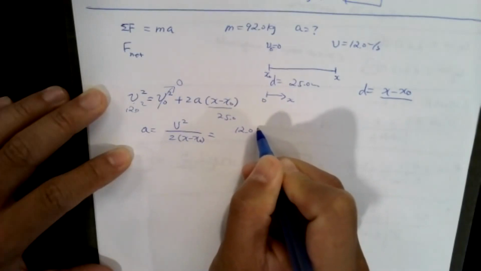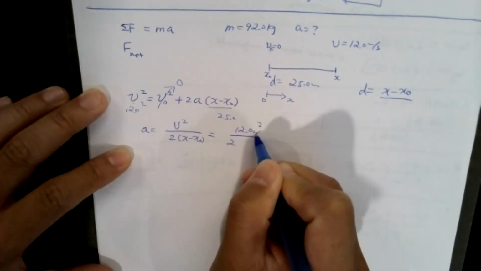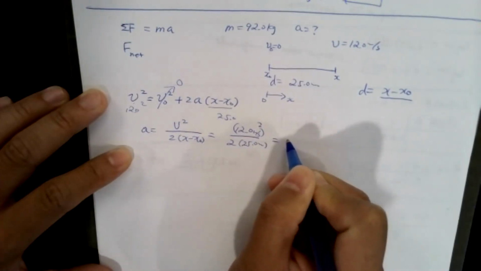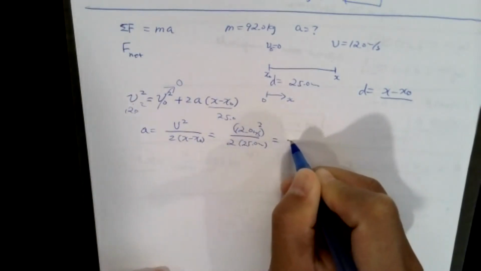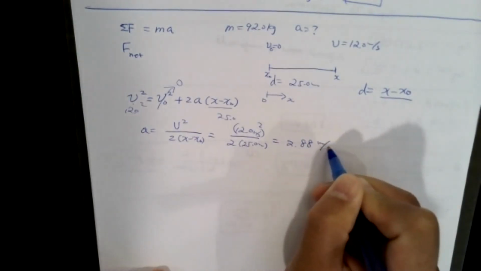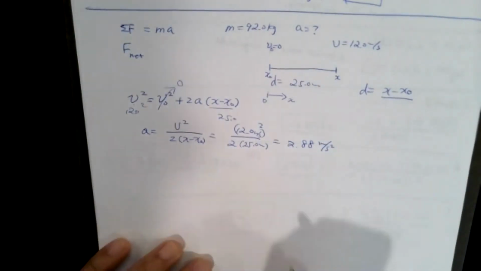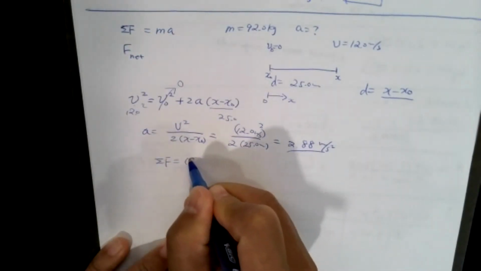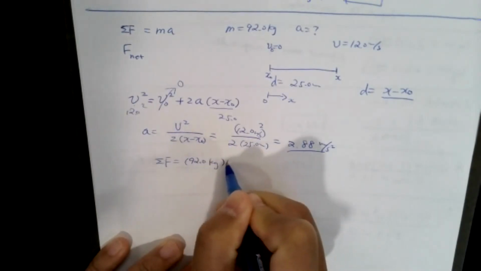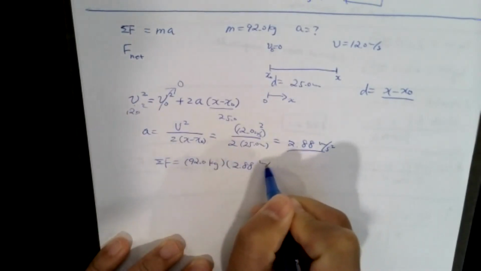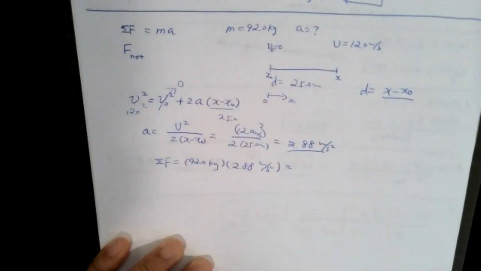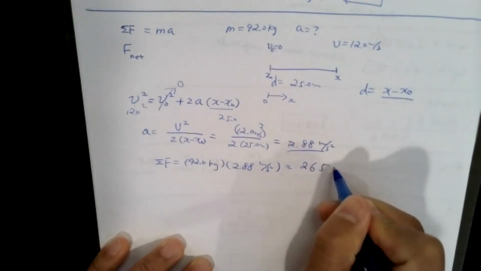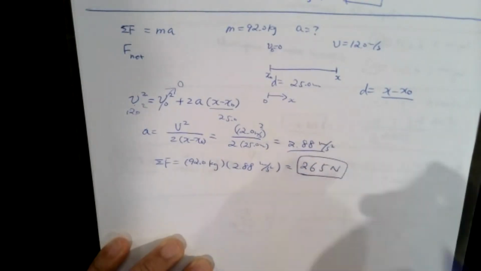So 12.0 meters per second, squared, divided by 2 times 25 meters. That gives you your acceleration of 2.88 meters per second squared, all right? Then use that, you can figure out your net force equals the mass times the acceleration, okay? 65 newtons, okay, if you keep 3 digits.